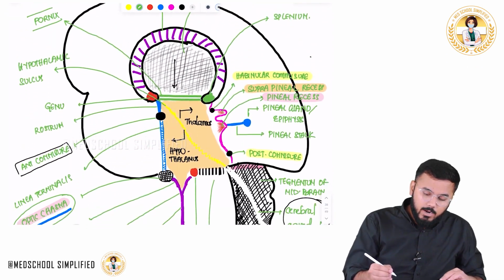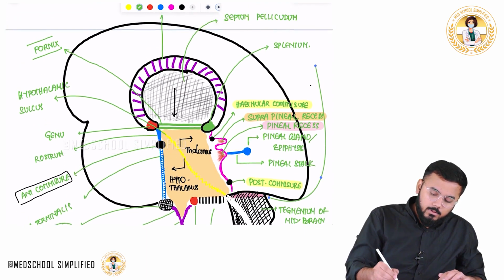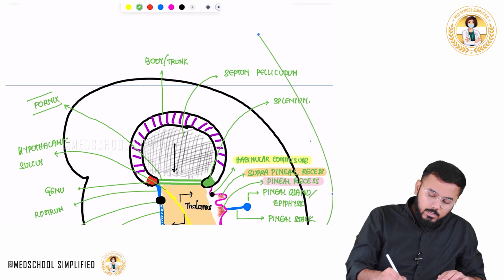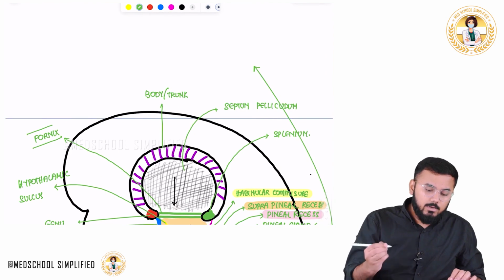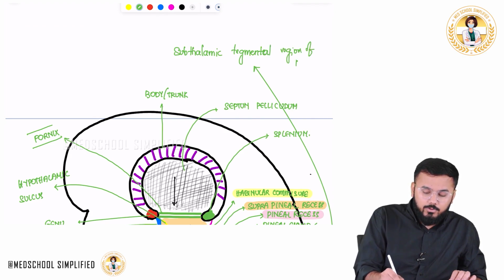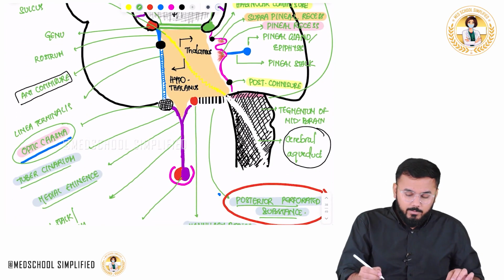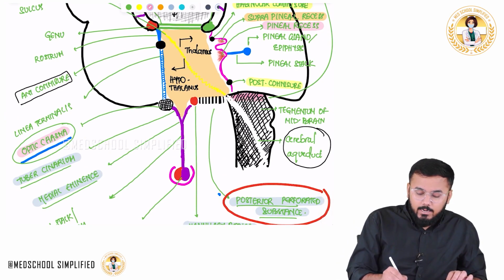So what is this part? I don't have space to write, so let us say I'm writing it over here. What is this particular structure? This particular structure over here is called the subthalamic tegmental region of your midbrain. Subthalamic tegmental region of your midbrain.